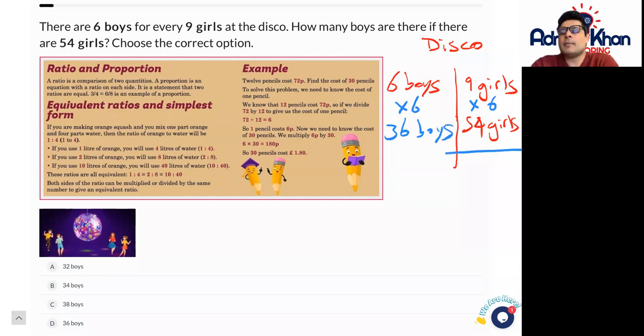Okay, so either method is good. Obviously, the second method is much, much simpler than the first. So you decide how you think you'll work out the rest of these questions. So the answer for this question is 36 boys, and we're going for option D.